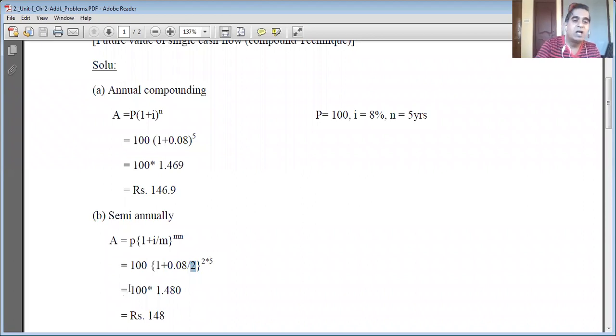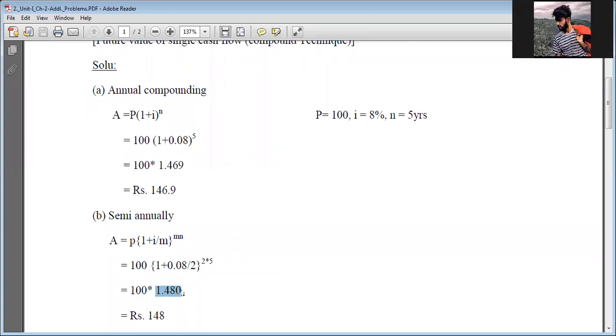So now we have to find out the value. Again, we are going to refer to table A1, no doubt about it. But can anybody tell me which rate of interest column and which number of years row we are going to consider here? 4% and 5 years. 4% and 10 years, sir.